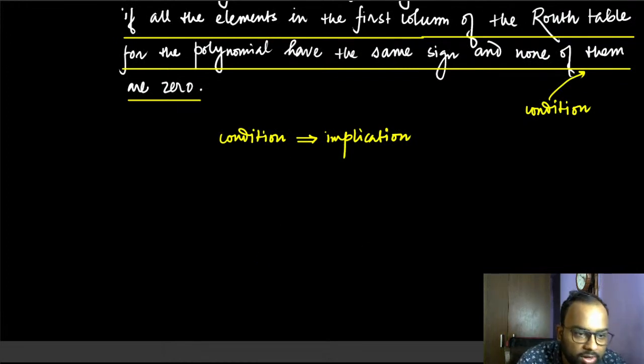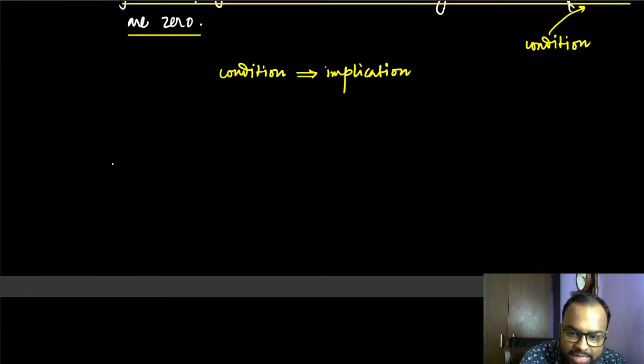Okay. Now, how to construct a Routh table. That is a very important thing here. How to construct a Routh table. So let's say we have an arbitrary order polynomial.